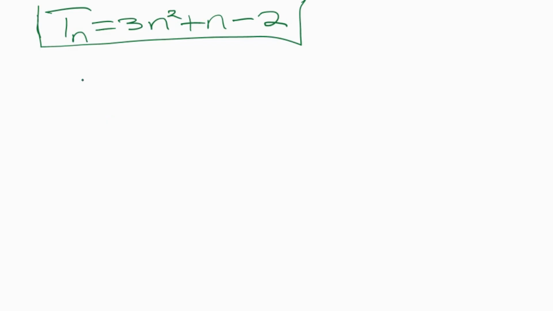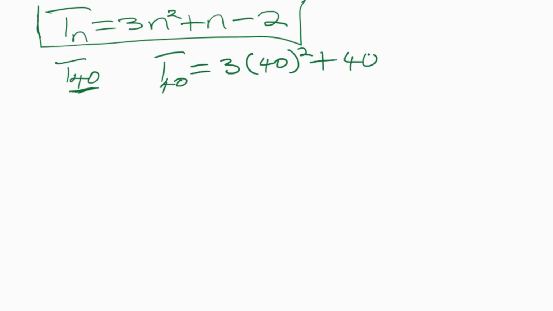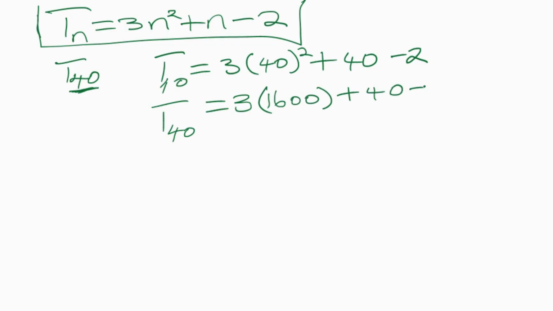This is the general term that we are having. We need to find the T40. So that means where there is n, we are going to write 40. So we have got Tn, which is T40. So we write there T40 equals 3 open brackets, we write 40, and then we square it, plus 40 minus 2. Now T40 is equal to 3. When you say 40 squared, that will give you 1600, and then you close the brackets, plus 40 minus 2.